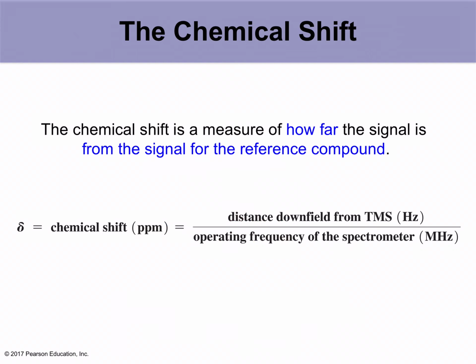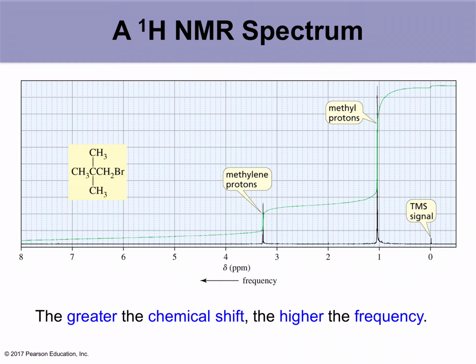And then how do we measure the chemical shift? The chemical shift is a measure of how far the signal is from the signal for the reference compound, meaning how far it is from the TMS. Normally it is calculated and given in our spectrum as distance downfield from tetramethylsilane, divided by the operating frequency of the spectrometer. This has already been calculated by the instrument and is given to us as the chemical shift. That's what we see as the numbers on the x-axis.